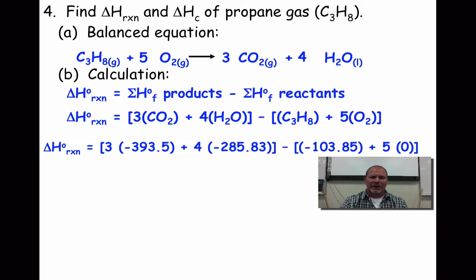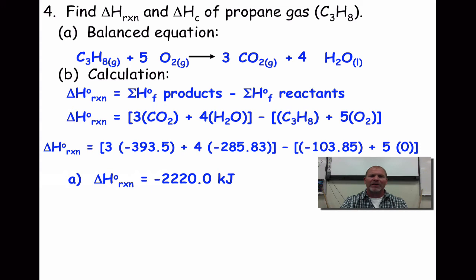So I say 3 of my carbon dioxides plus 4 of my waters minus a propane, minus negative 103.85. And there's my answer. And it ends up being negative 2,220.0 kilojoules, least number of digits to the right of a decimal. 393.5 has 1 digit, so my answer only has 1 digit to the right of a decimal.